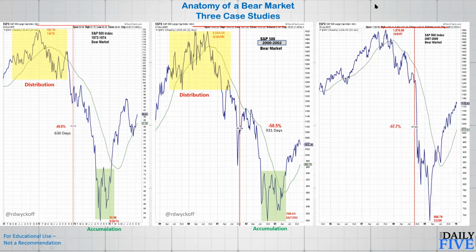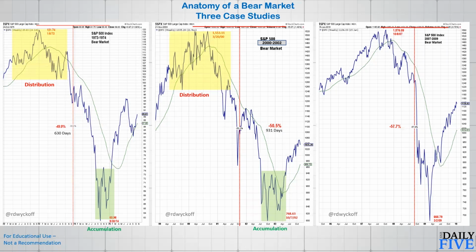Third market we're going to look at, and this is by no means all the markets. This is just to give us a sense of the possible roadmaps for how bear markets can unfold, which could be helpful to us in the future, possibly now, because we possibly could be in a bear market.